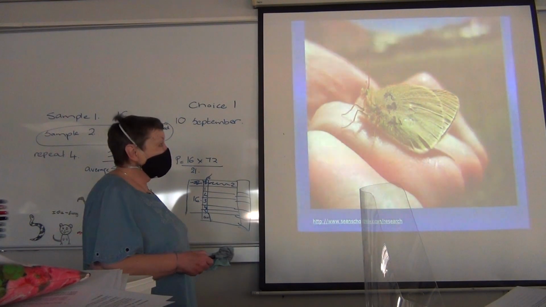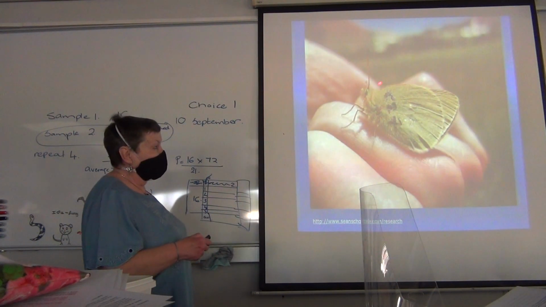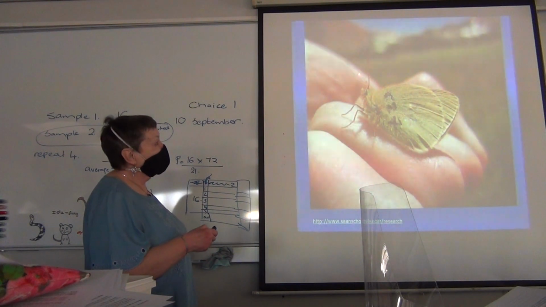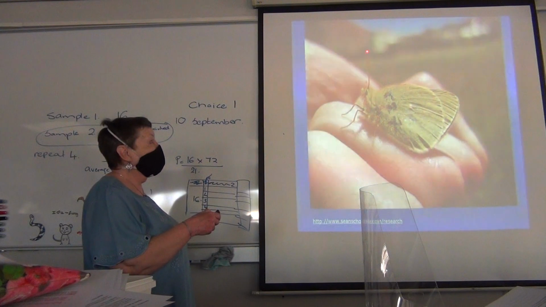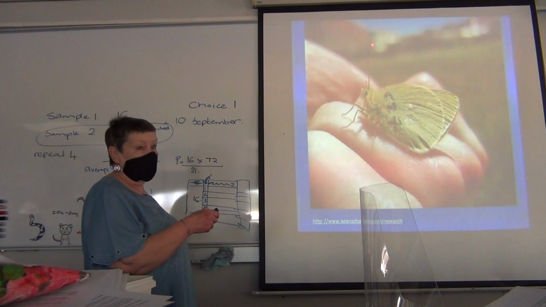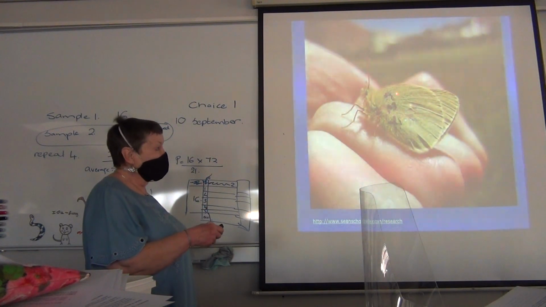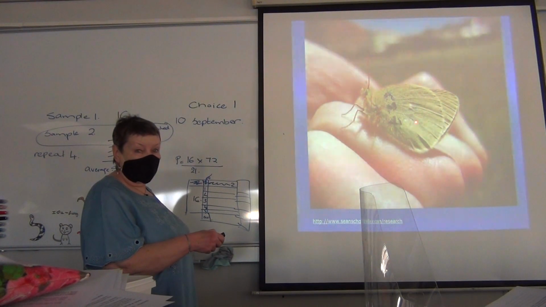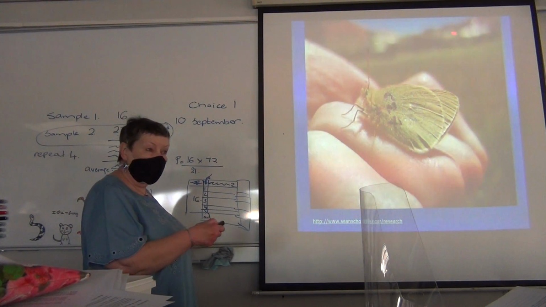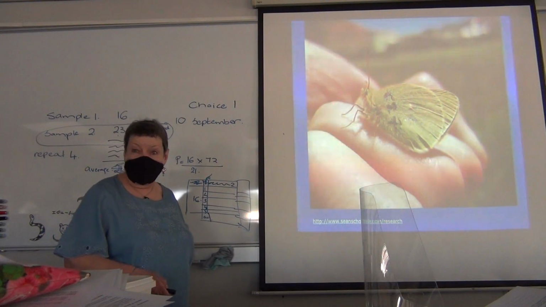So here is an example of a little butterfly. You know that it's a butterfly because it doesn't have a feathered antenna. It's got a clubbed antenna. So it's not a moth, it's a butterfly. And you can see a little marking under the wing there. So that's an example of a marking that you would use.